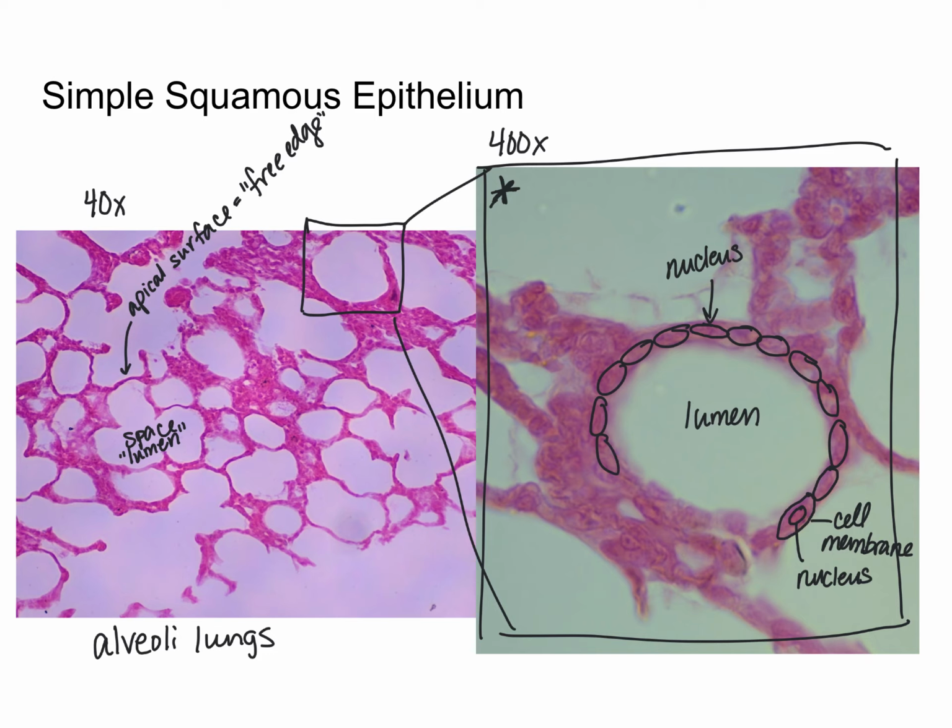All right, and it does look like it's stratified in some areas, but that's just because there are multiple alveoli. Over here, there's another alveolus that is stuck up against this other alveolus, and there is a little bit of connective tissue in between.